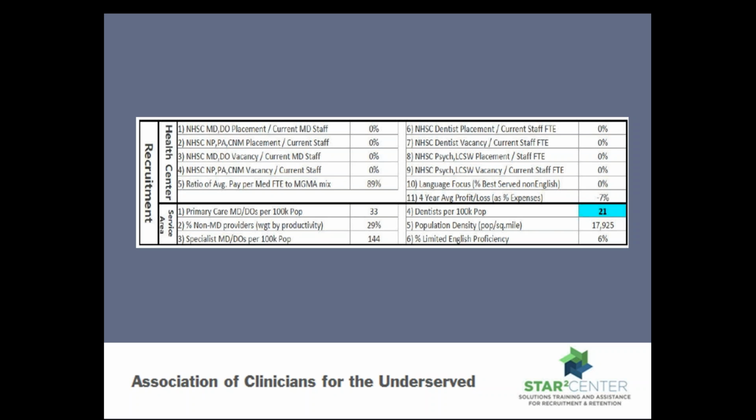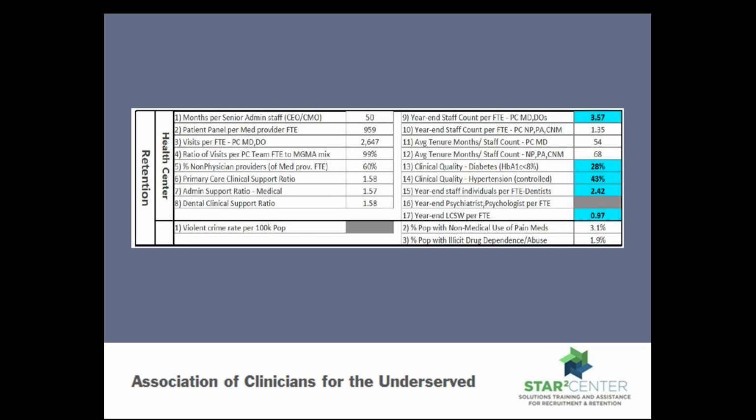So this is the recruitment data points. We also have retention data points, which I always think are super interesting and fun. You can see that we have retention health center data points, and then we also have just 3 service area data points here. The retention health center data points are actually, all of them are from your UDS 2014, so they're self-reported numbers. And then the service area stuff is from 2 other national data sets that we can talk about. But you can see on that last page, we saw that dentists per 100,000 population was flagged, meaning a low number of dentists in that service area.